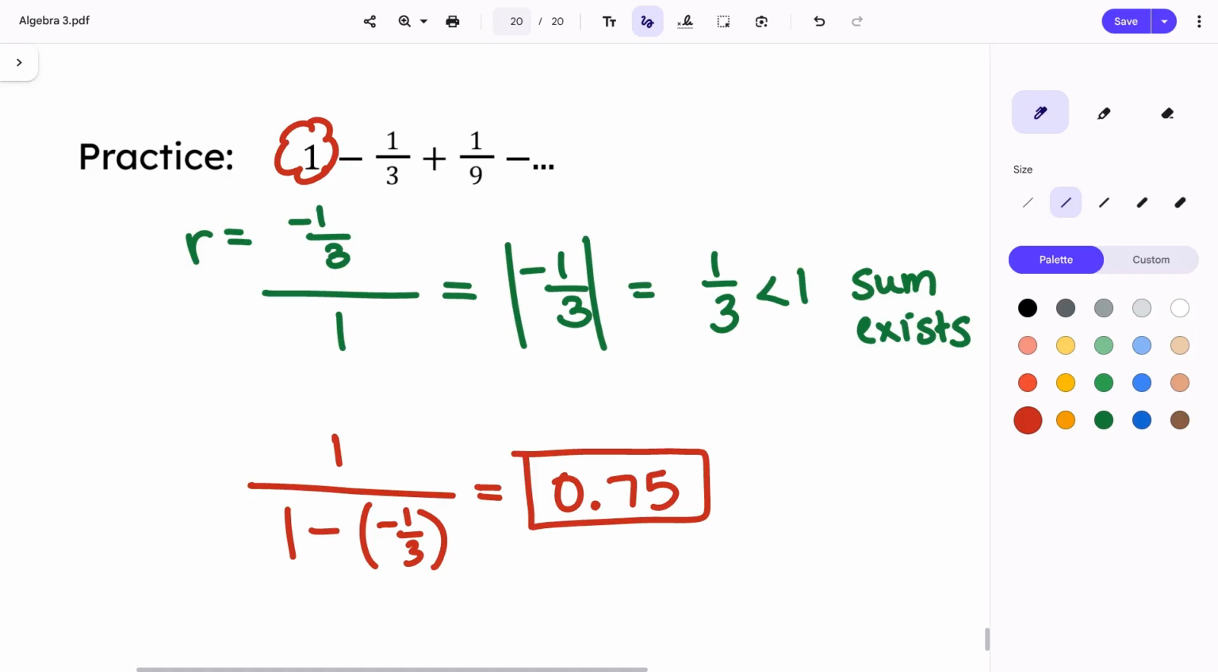Questions on using that formula to find the sum?